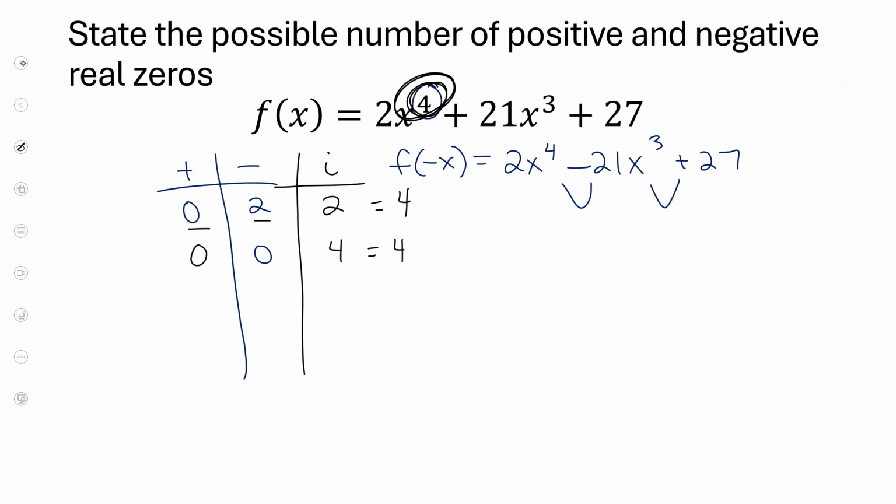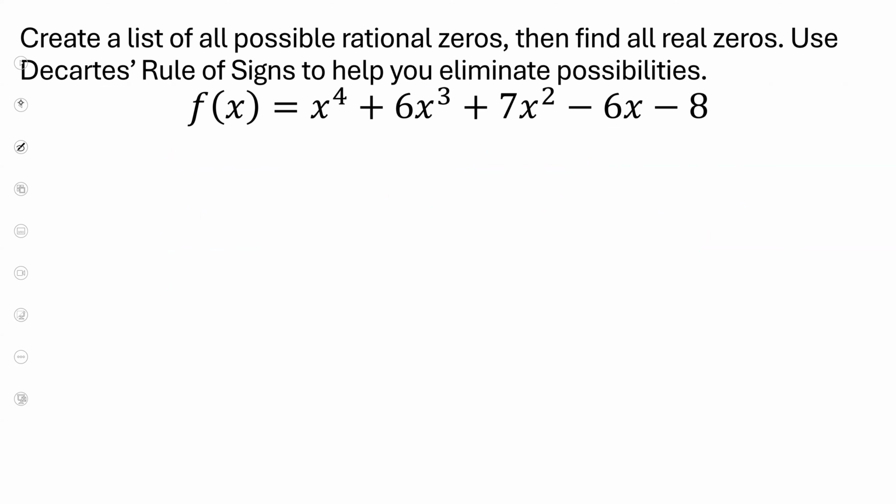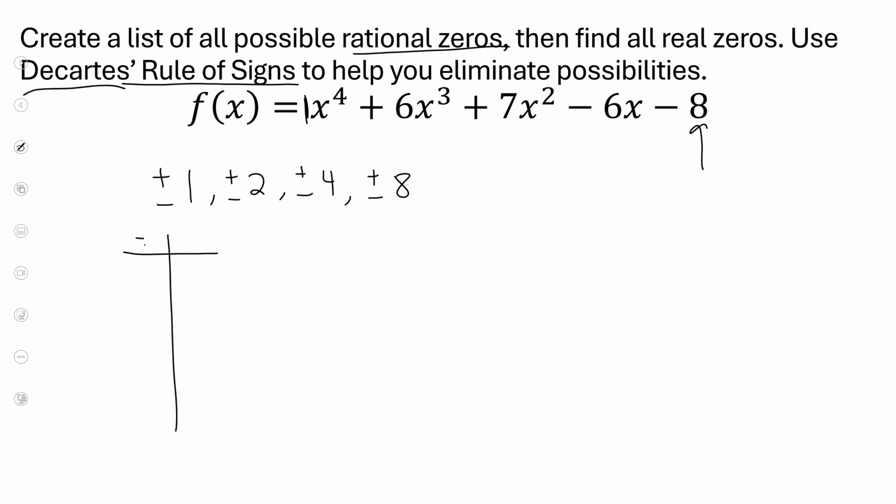Okay, now let's put this into practice. Why do I want to do that? Here's an example. First, I'm going to create a list of possible rational zeros. So the possible answer choices are 1, 2, 4, and 8. This is 1, so I don't have to worry about that. Those are my possible zeros. Now I'm going to use Descartes' Rule of Signs to help me eliminate some options. Here's a sign change, and that's it. I know for sure I'm going to have 1 positive answer.